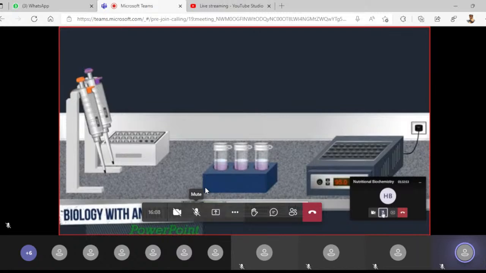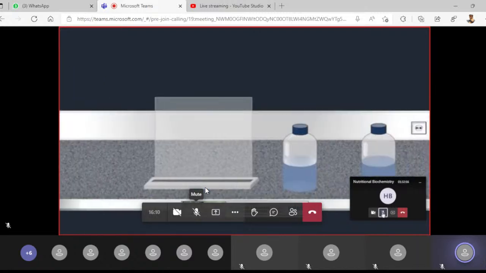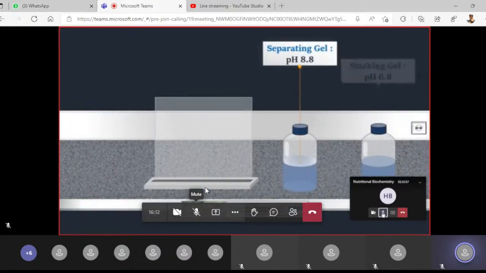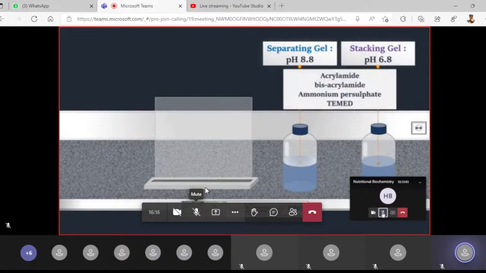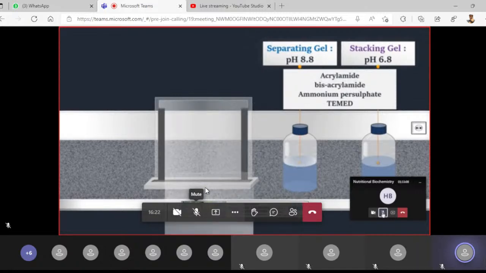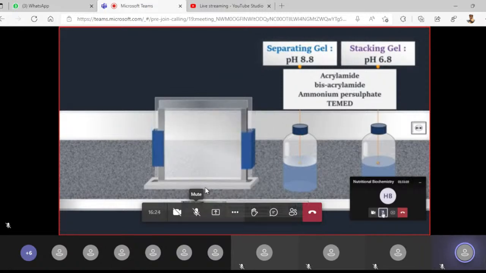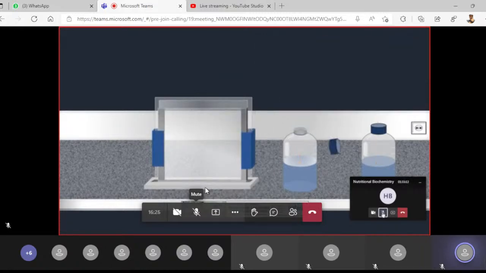For gel preparation, a separating gel solution with pH 8.8 and a stacking gel solution with pH 6.8 are used, and both consist of acrylamide, bisacrylamide, ammonium persulfate and TEMED. The gel is produced by polymerization between two glass plates anchored vertically in a cassette. The separating gel is poured first.